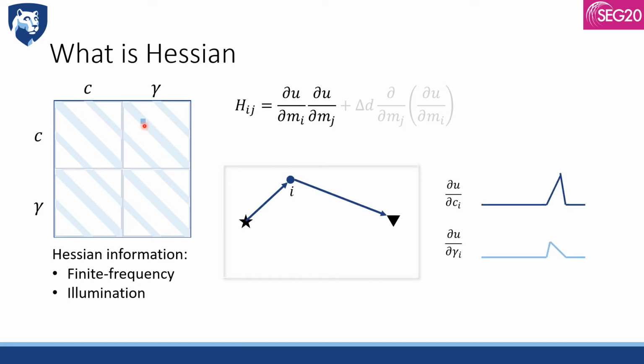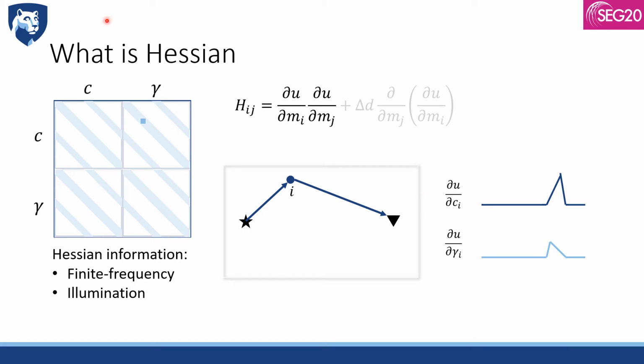In particular, let's consider the element on the diagonal of an off-diagonal block. Then mi and mj represent the velocity and the attenuation at this specific point i, respectively. So mi becomes ci and mj becomes gamma i. Partial u over partial ci is induced by a velocity scatter, and partial u over partial gamma i is induced by an attenuation scatter.